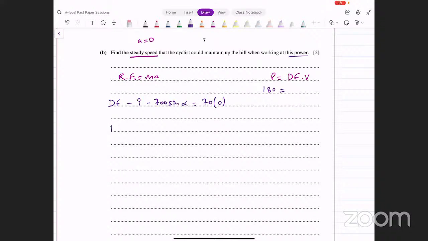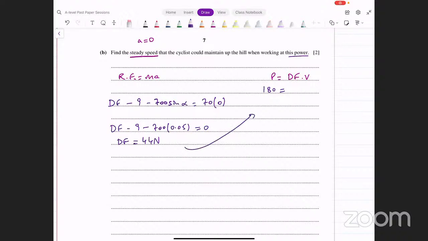You're going to get the driving force from here. DF minus 9 minus 700 into 0.05 equals 0. You get a value for DF from here. Let's evaluate this. 9 plus 700 into 0.05, that gives me 44. So the driving force when the speed is steady, that is 44 Newton.